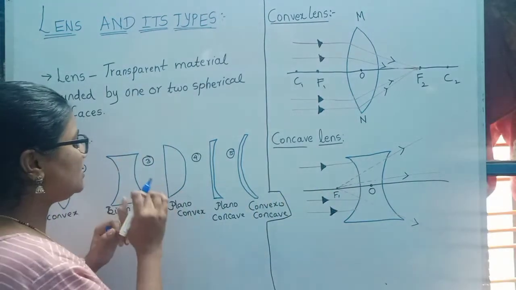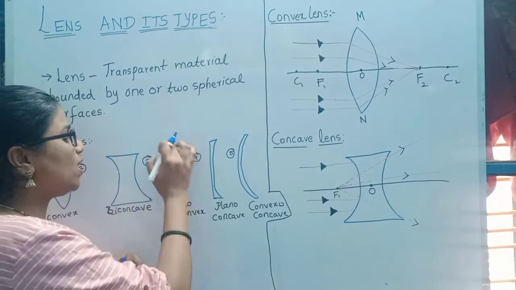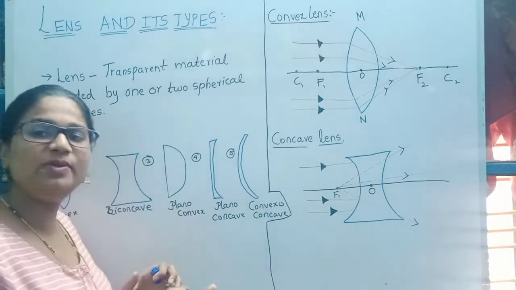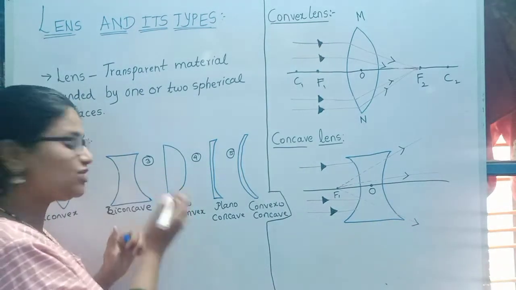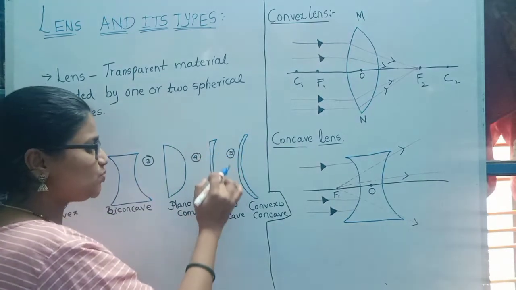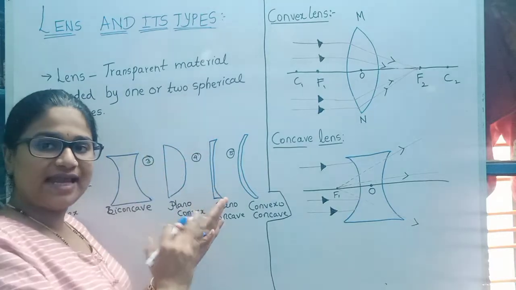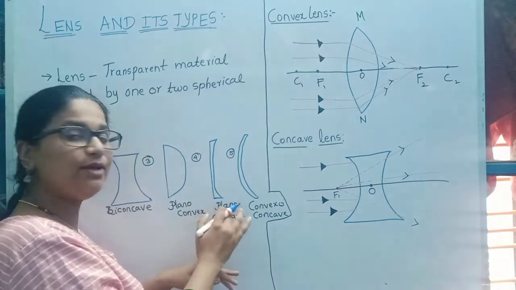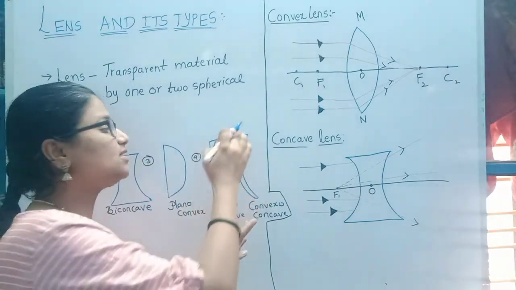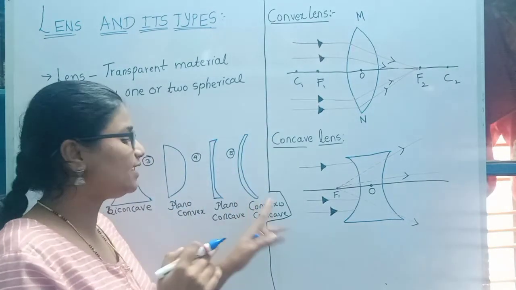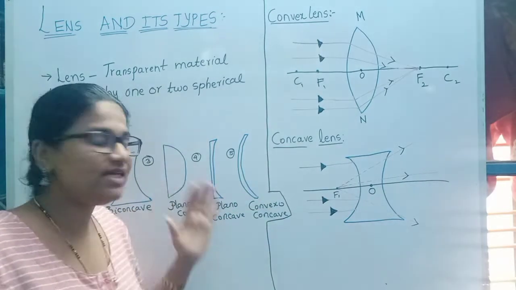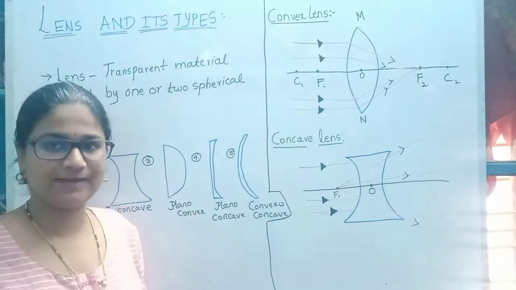Then in some of the lenses, one surface will be curved and reflecting, and the other surface will also be reflecting, but it will be plane, so it is called plano-convex. In the same manner, one surface will be plane and the other surface will be inside, so it is plano-concave. In some lenses, one side will be bulged outside and the other side bulged inside, so we can call it concavo-convex, or convexo-concave. So these are the basic types of lenses, right?